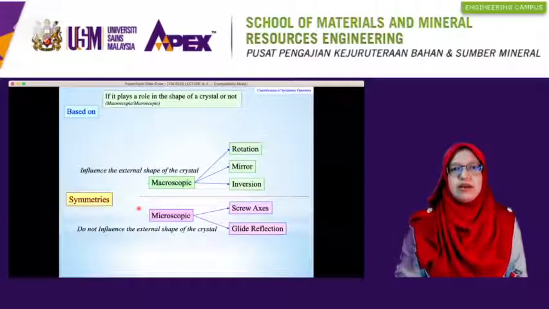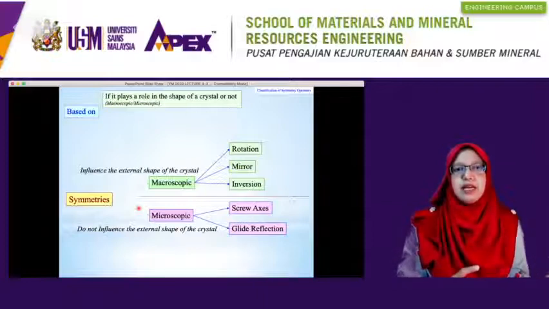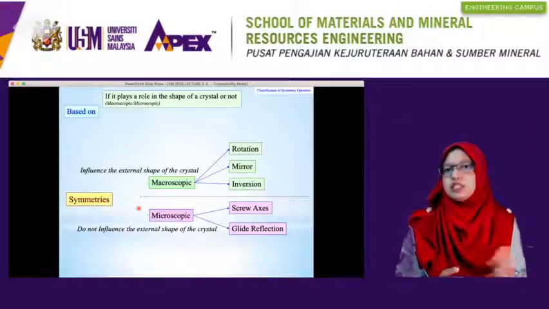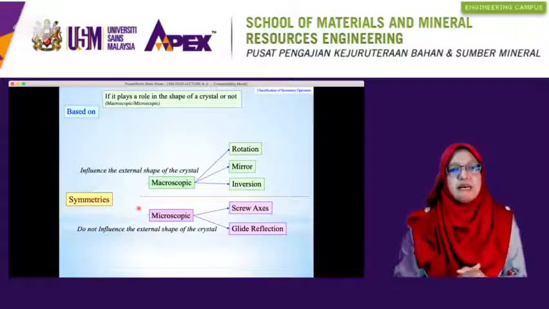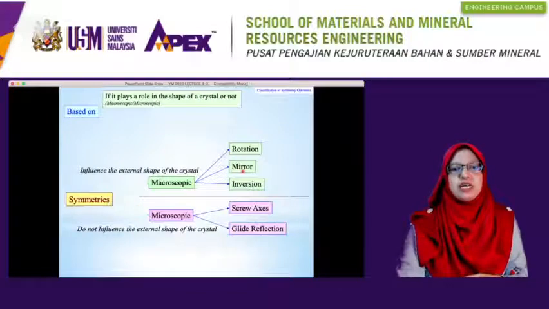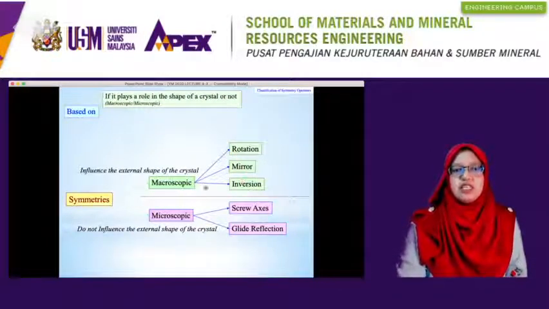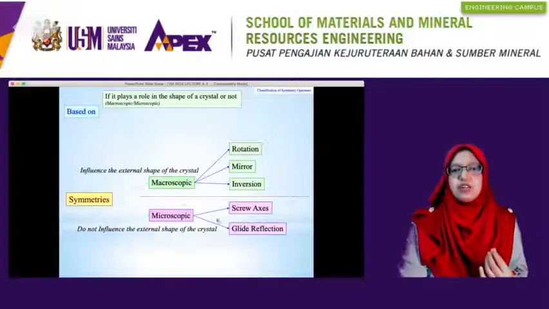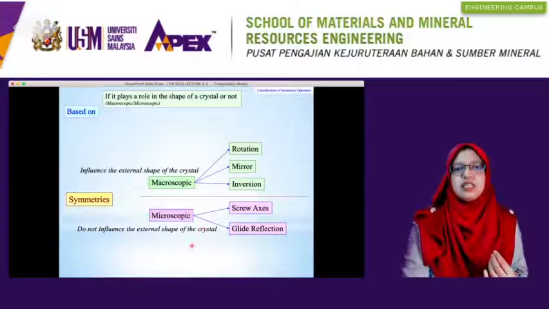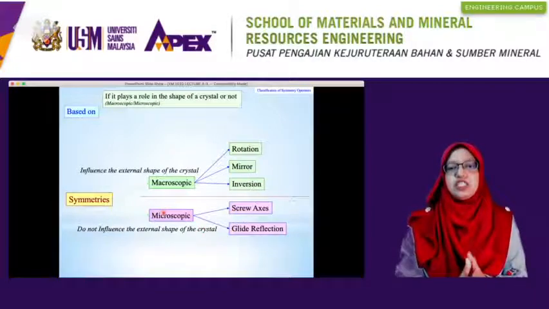Then we can also classify symmetry based on whether it plays a role in the shape of a crystal or not. So whether it is macroscopic or microscopic. In this course, we are just focusing on macroscopic, which involves rotation, mirror, and inversion, because these influence the external shape of the crystal. While microscopic, which involves screw axis and glide reflection, does not influence the external shape of the crystal.